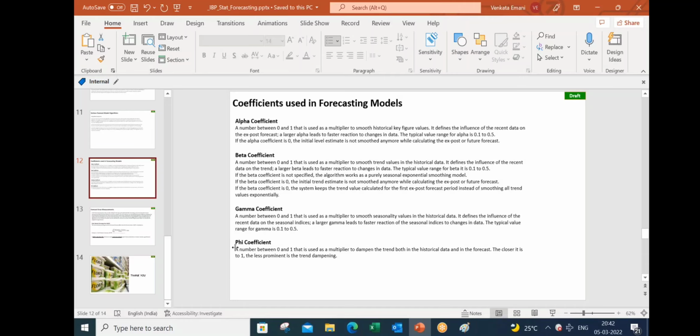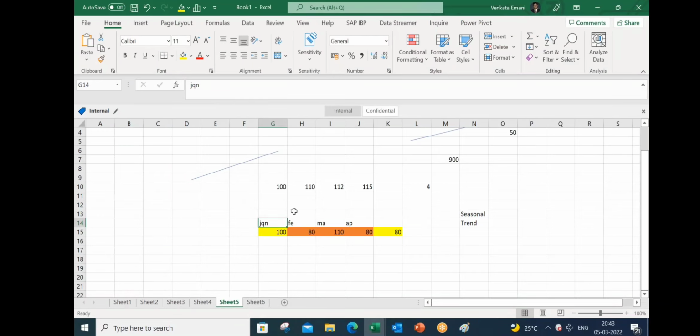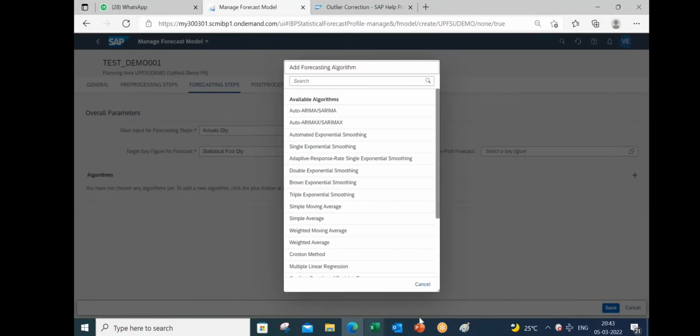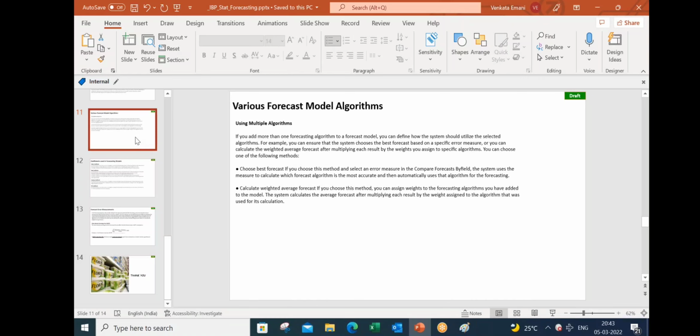Yeah, we have one more called phi coefficient. So phi coefficient means if you want to damp that trend pattern, means you are having some trend pattern, and if you damp it, it means reduce the effect of the trend pattern. Then you can use phi. I'm not sure, most of them may not ask about the phi coefficient, but alpha, beta, gamma is a common interview question. Even if you don't get it in one interview, in another interview you will get someone asking this question.